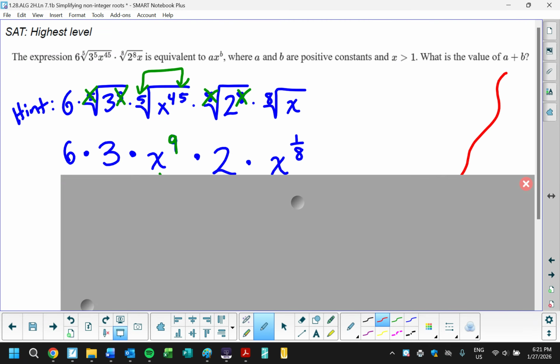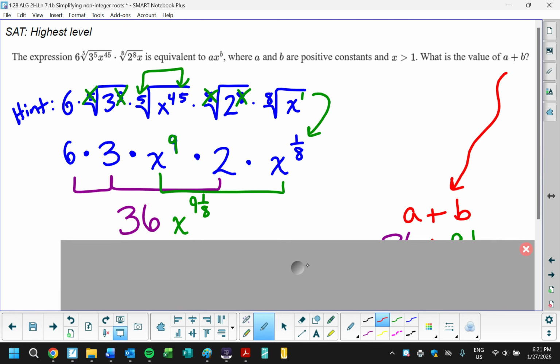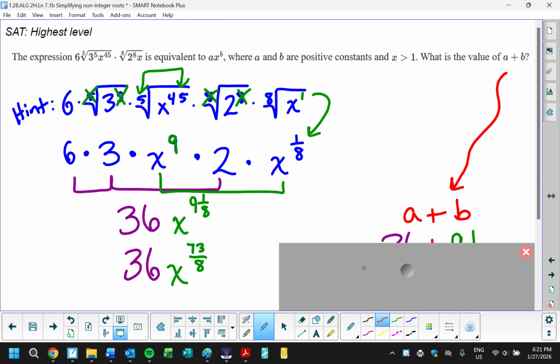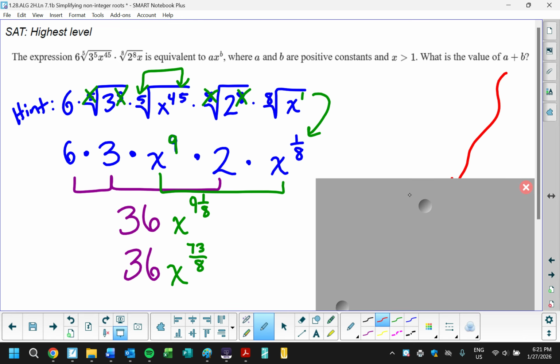times 2 times x, and I'm going to choose to rewrite this as a rational exponent. Now the reason for doing this is now you can go ahead and multiply the quantities together. 6 times 3 is 18 times 2 is 36. X to the 9th times x to the 1/8.